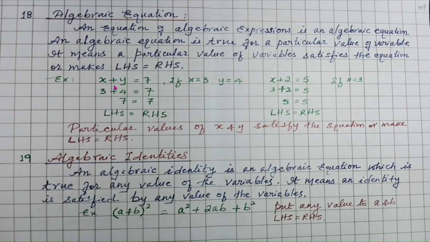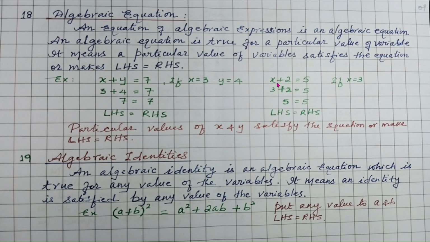Now we have an algebraic equation here, x plus y equal to 7. It is a linear equation in two variables. Now if I put x is equal to 3 and y is equal to 4, 3 plus 4 is equal to 7, 7 is equal to 7, LHS is equal to RHS. That means when x is equal to 3 and y is equal to 4, we get LHS equal to RHS, or the values x is equal to 3 and y is equal to 4 satisfy the equation.